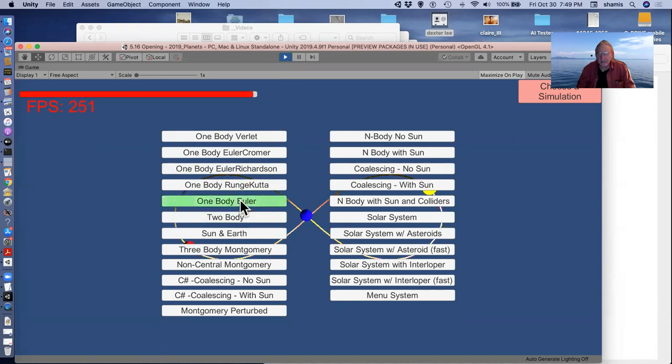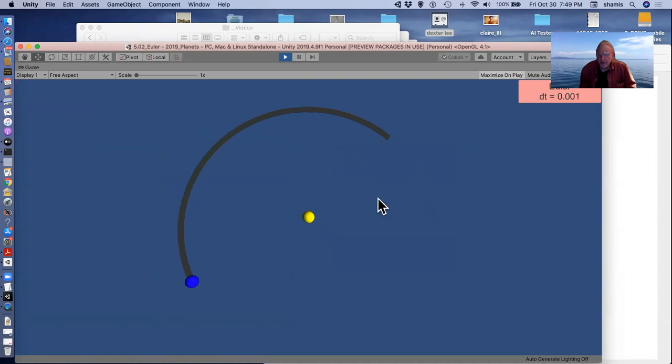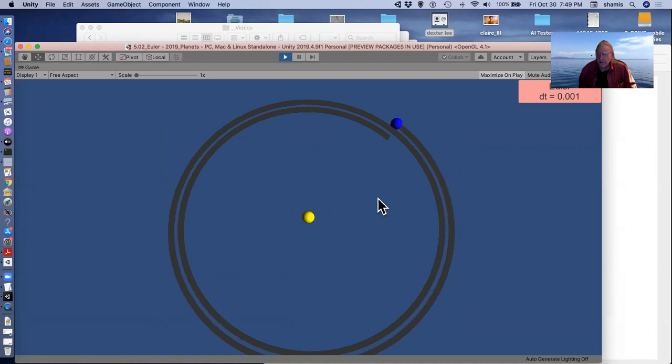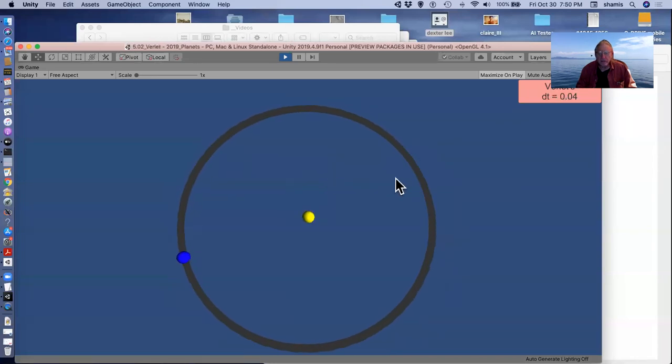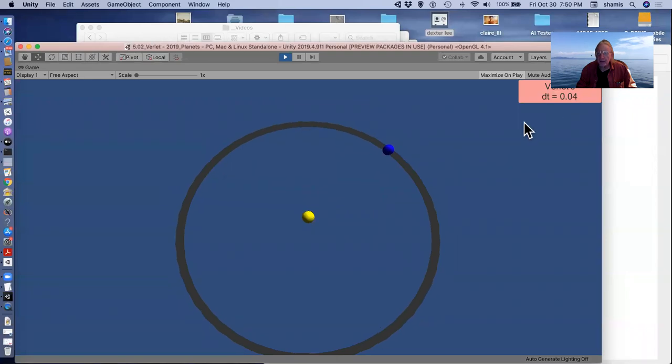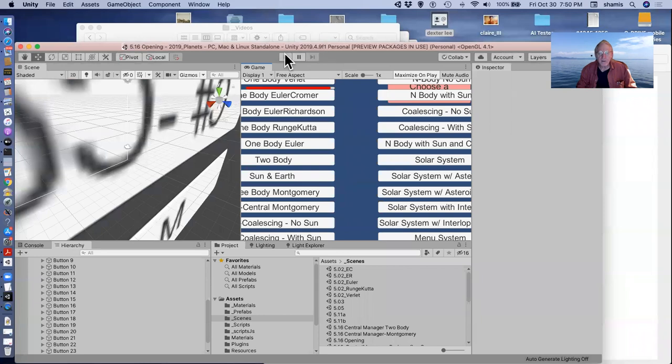And one of the things that was to be done in the assignment was to confirm that the Euler method doesn't work. Even with a really small time step, the Euler method, A, doesn't conserve energy. It's not being shown here. But B, it doesn't produce a closed orbit. Whereas Verlet's clearly, even with a much bigger time step, makes a nice closed orbit and conserves energy.